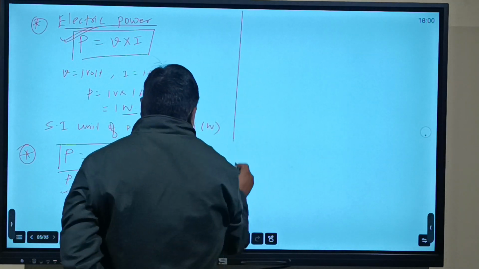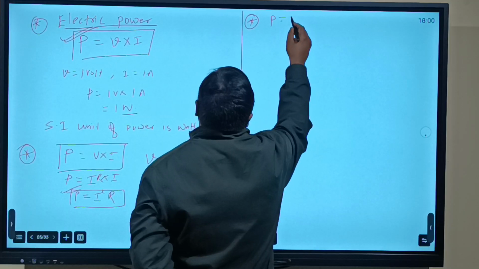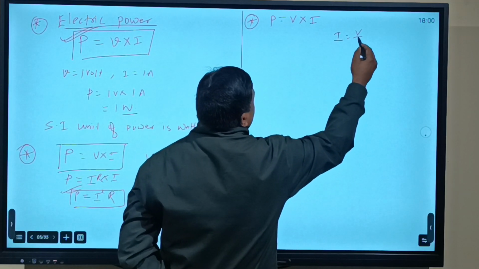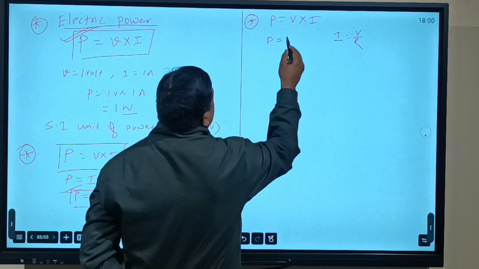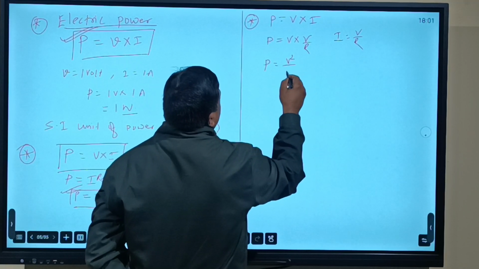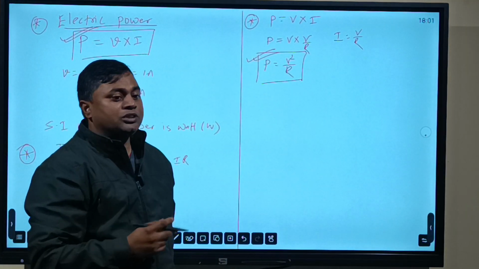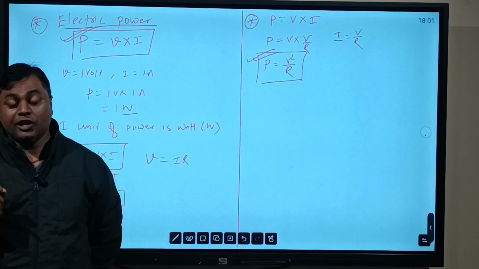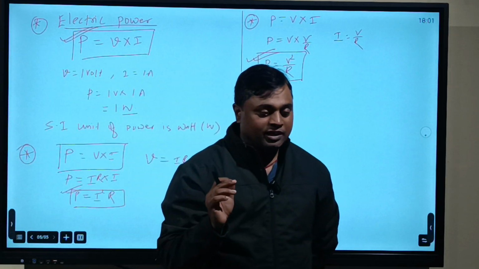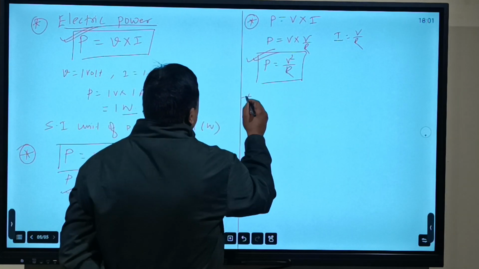One more formula you should remember, children. See, P is equal to V into I, and from Ohm's law we can write I is equal to V by R, yes or no? So P is equal to V into V by R, or P is equal to V square by R. If the potential difference and resistance are given, we will use this formula, V square by R. Very, very important. Being a good student, you should know all the 3 formulas for power.